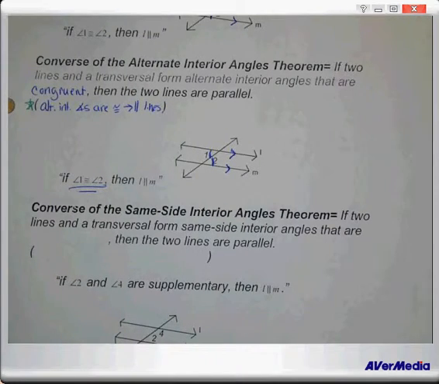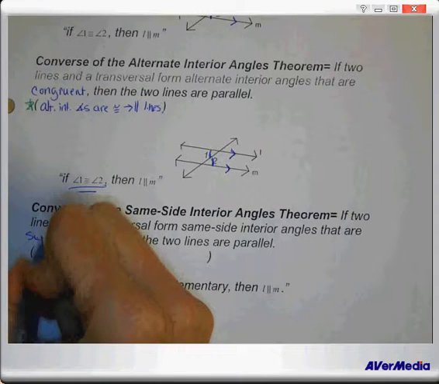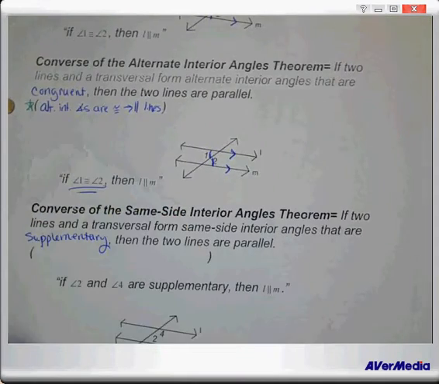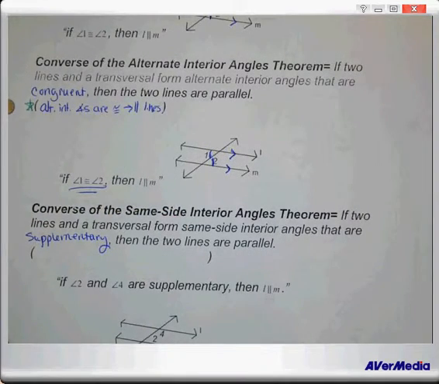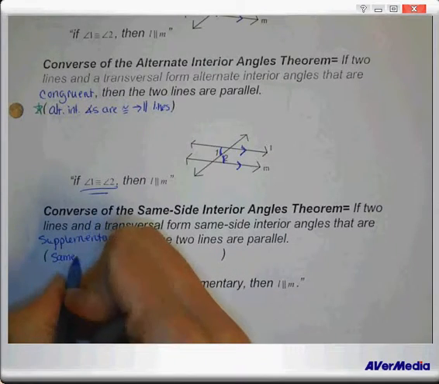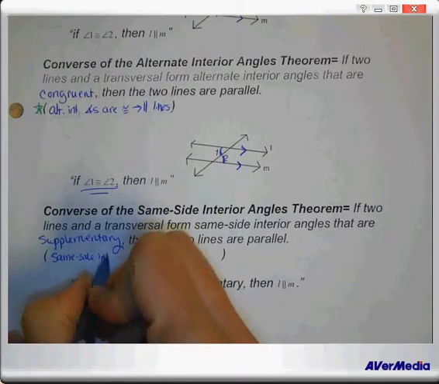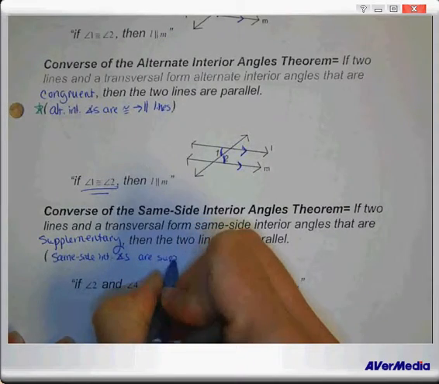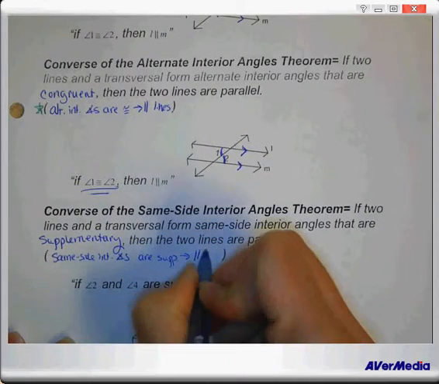So if two lines and a transversal form same side interior angles that are supplementary, then the two lines are parallel. So again, we want to flip this one around. We have same side interior angles are supplementary, then we have parallel lines. So not too bad. So let's look at what we're talking about here.